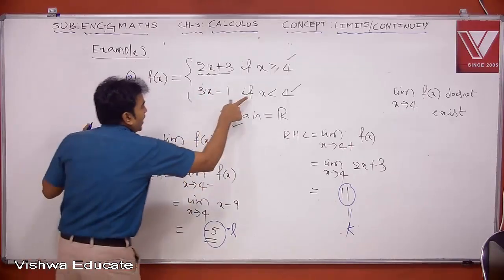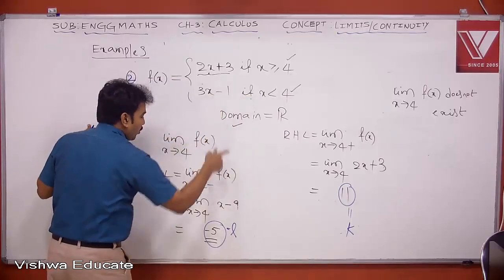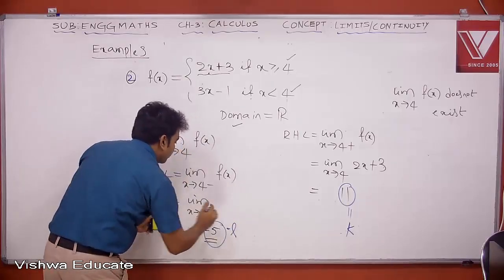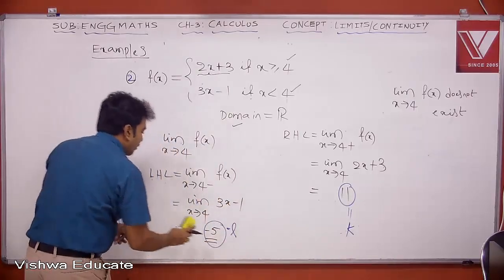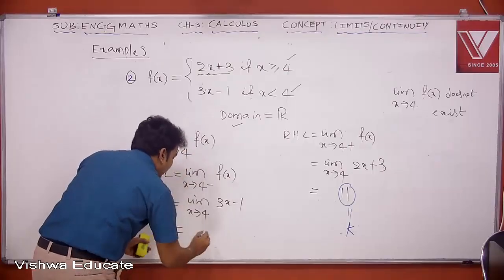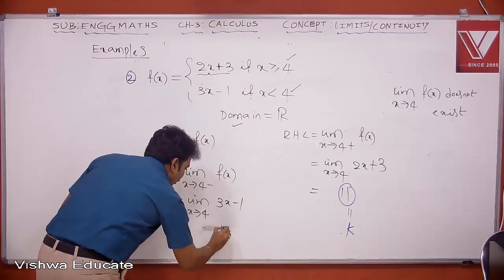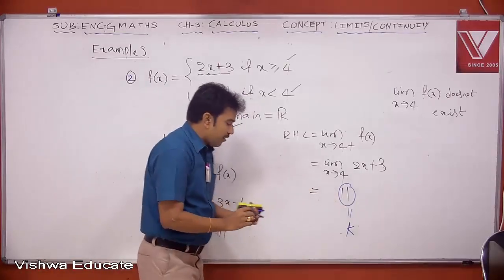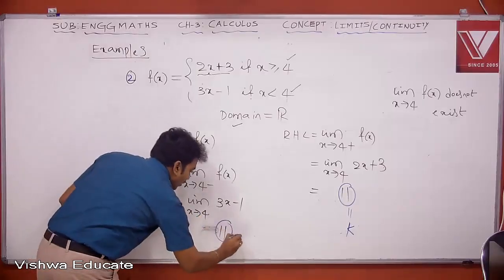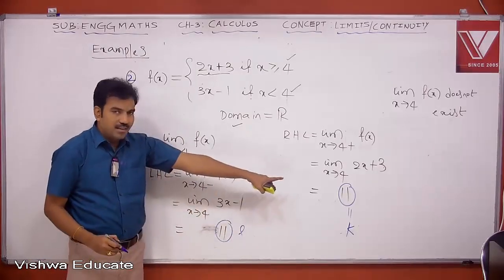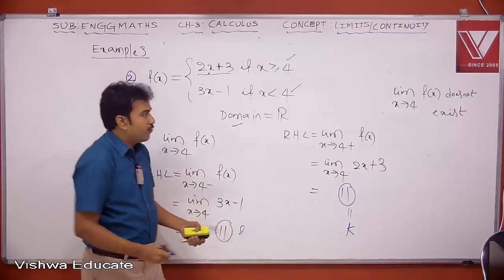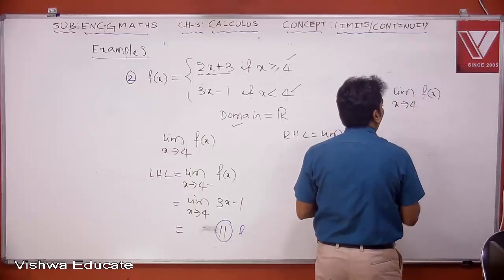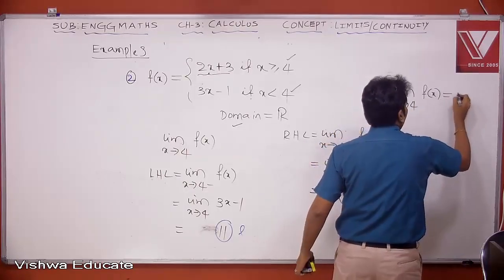Now in this case, the left hand limit has been changed. So the limit as x tends to 4 minus of f of x becomes 3x minus 1. Now when you replace x by 4, 3 into 4 is 12, minus 1, it is 11. So here the LHL value L is 11, and the RHL value K is 11. Both are finite numbers and the same. Therefore, the limit as x tends to 4 of f of x exists, and this limit value is equal to 11.